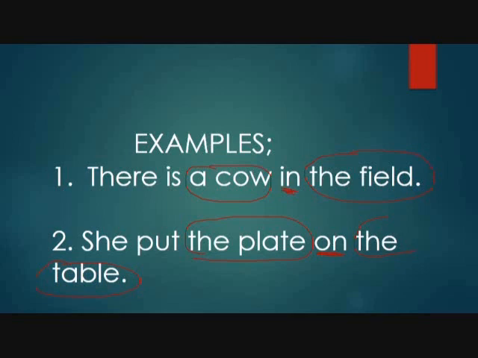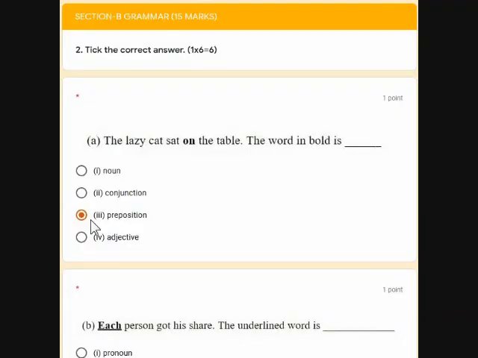In number 1, in is showing relation between two things, that is a cow, which is a noun, and the field, which is also a noun. And in number 2, the word on is a preposition, which is showing the relation between two, that is the plate, which is a noun, and the table, which is a noun. So similarly, we can see here, the word on shows the relation between cat, which is a noun, and table, which is also a noun.